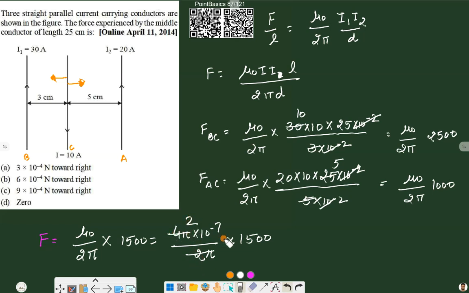So it will give us 2 into 1500, that is 3000 into 10 raised to power minus 7, and further 3 into 10 raised to power minus 4 Newton towards the right. So option A will be the right answer here. Moving to the next one.